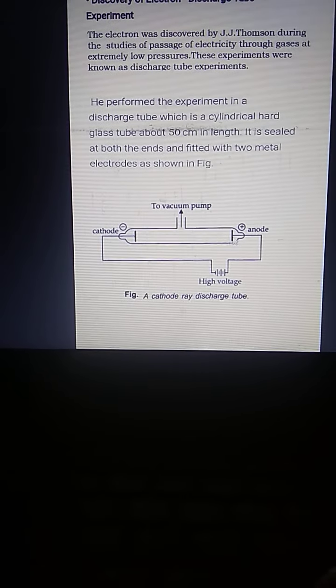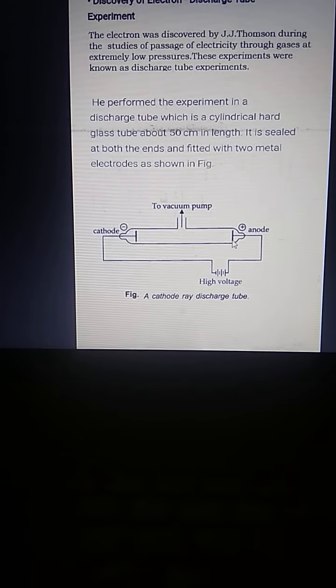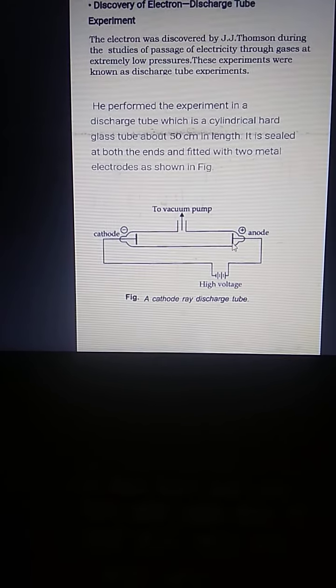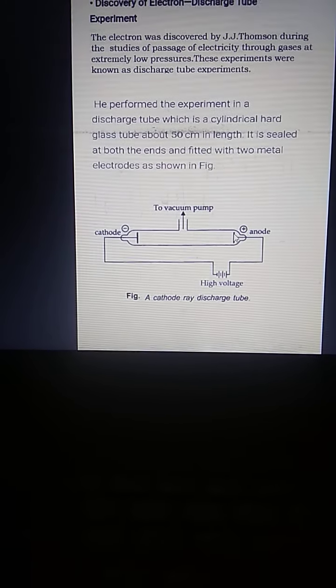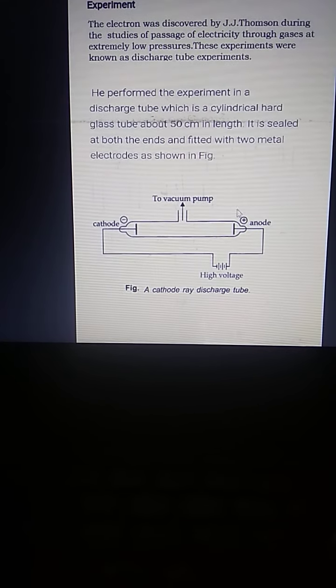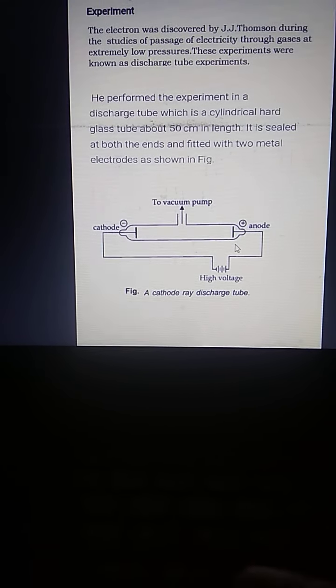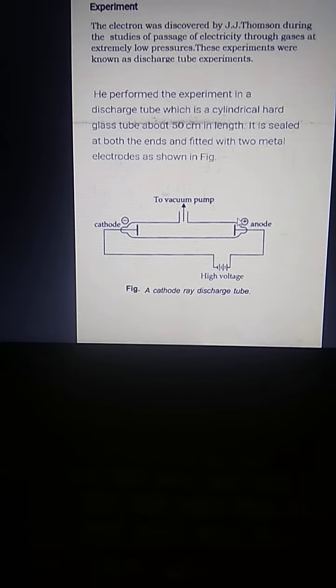What does the perforated anode mean? There were some gaps in the anode. The anode had gaps between its electrode. So what was the reason behind that? It was so because a fluorescent substance, zinc sulfide, was attached behind the anode. Behind the anode, zinc sulfide, which is a fluorescent substance, was being used here.